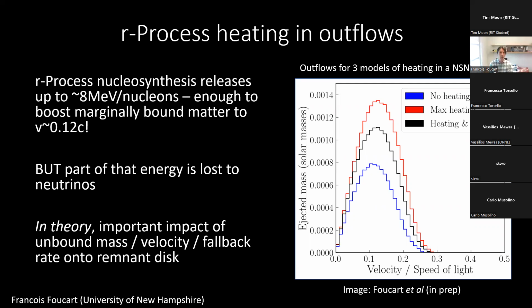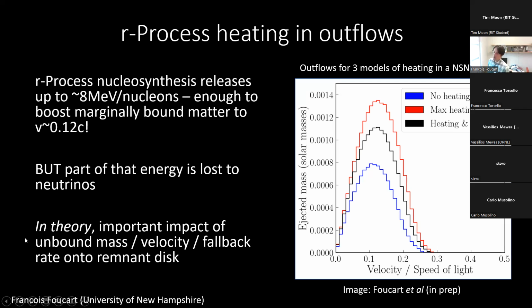Because you are going to release about, if you start from neutron-rich outflow, maybe 8 MeV per nucleon. And a rough order of magnitude estimate will show you that if you start from marginally bound matter and you transform all of that energy into kinetic energy for the outflows, you are going to end up with outflows with a velocity of about 10% of the speed of light. So this is a significant change. But we also know that part of that energy, maybe about half, is lost to neutrinos. So it's actually practically a little less than that.